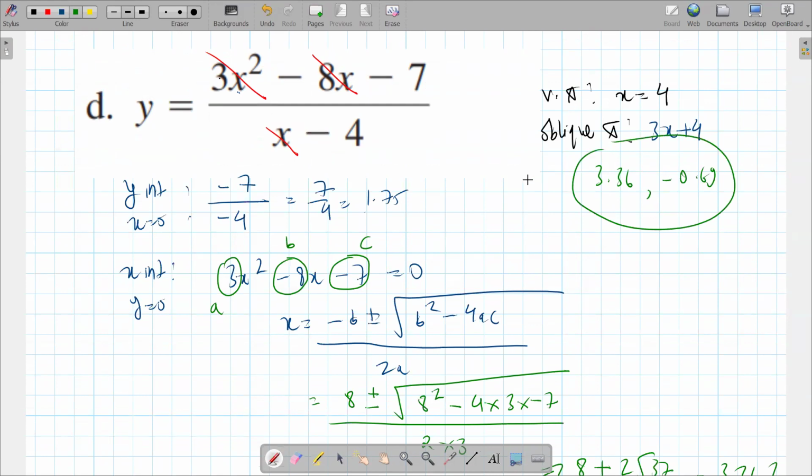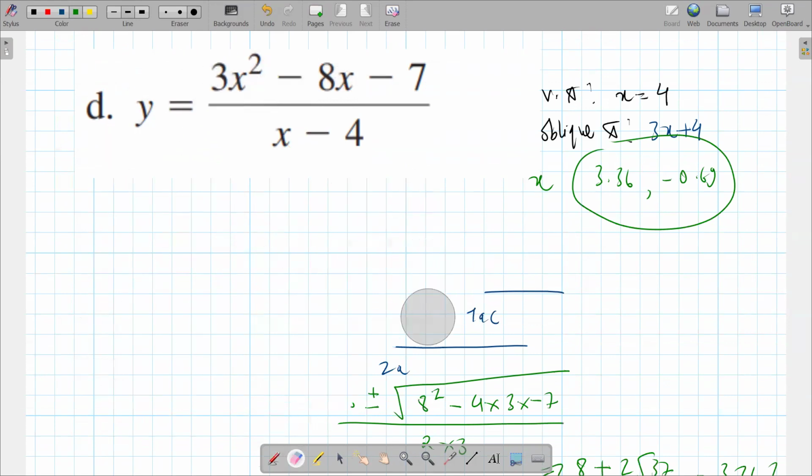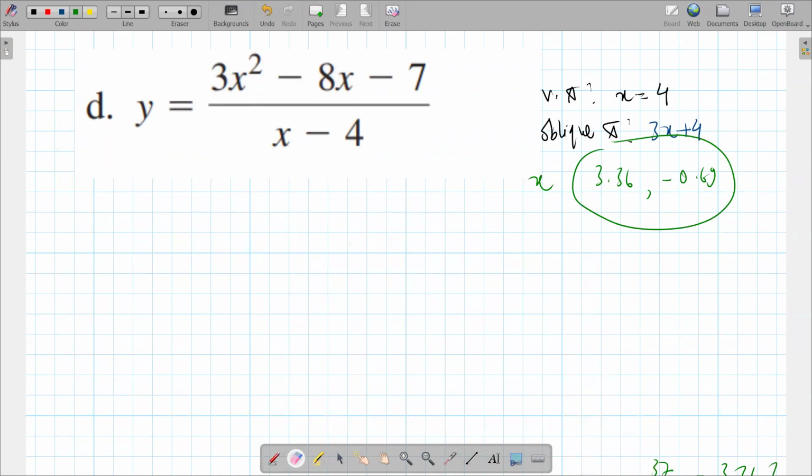Has this made sense thus far? Yeah. So what are we doing? We're just trying to graph a rational function. That's the goal. We're just trying to graph it.